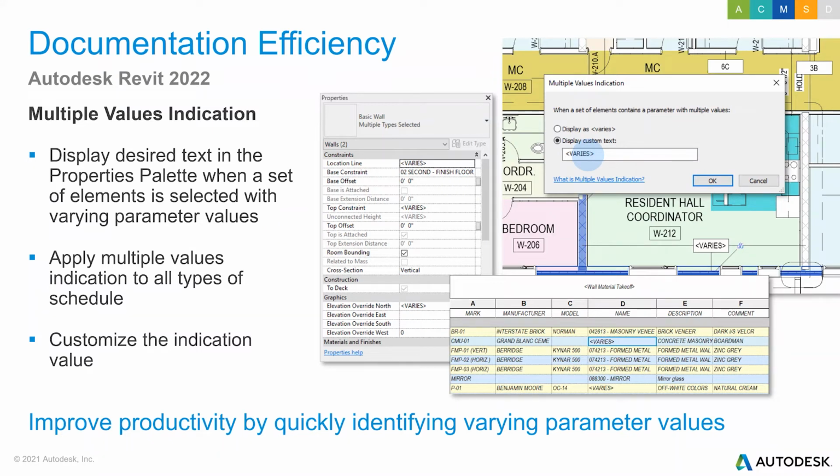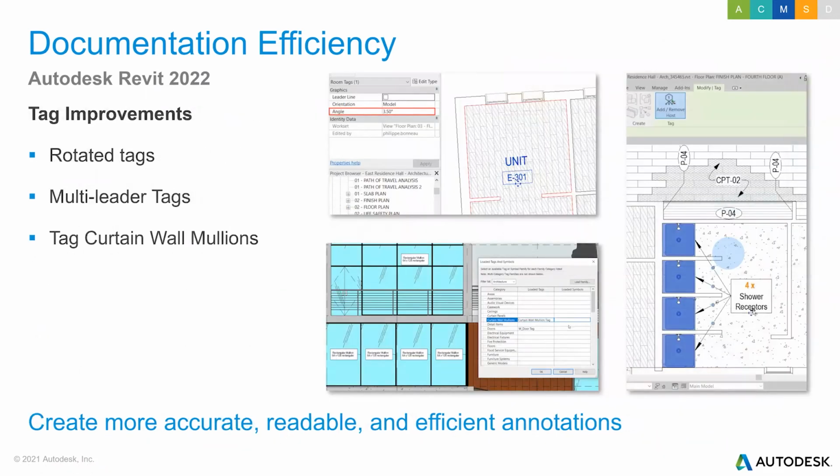What's interesting is on this same slide here, we can also see that there's a tag that's tagging multiple wall objects that are obviously in this instance all different. And the tag is also noting that the information varies. And that leads on to the next improvement, which is around tags. Tags can now also have multiple leader lines.